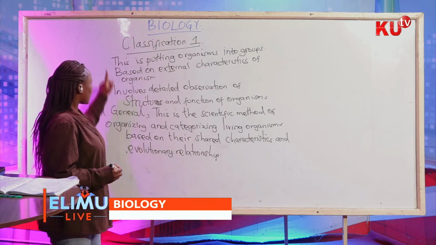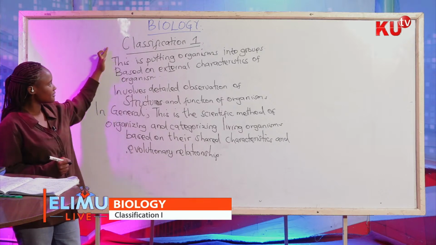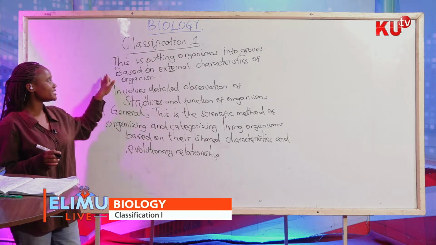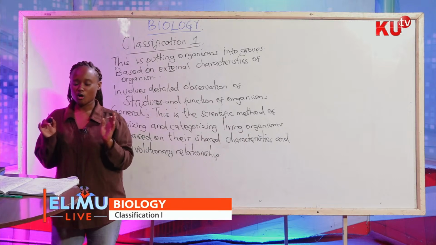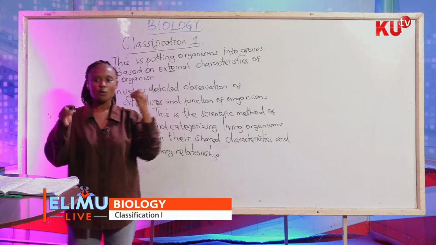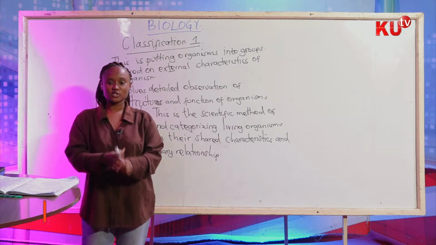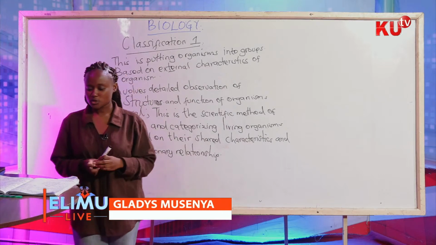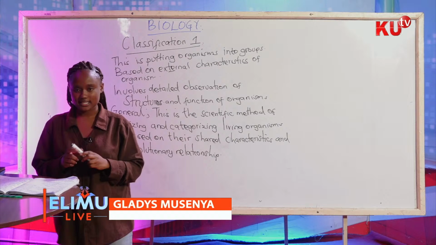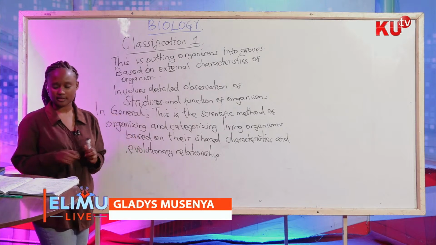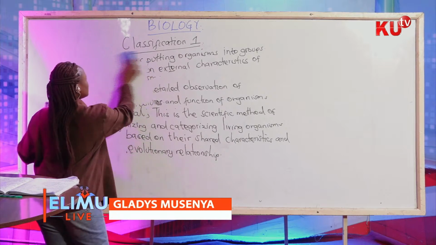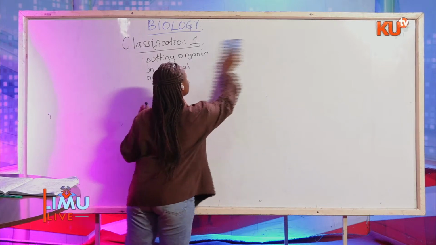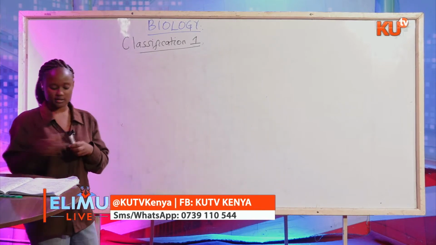That is what classification means, and its definition. In simple terms, it is putting organisms into groups, based on external characteristics of organisms. The external characteristics are whatever you are able to see externally, not internally, especially in plants and animals, the living organisms. So organisms that share similar characteristics are classified together.